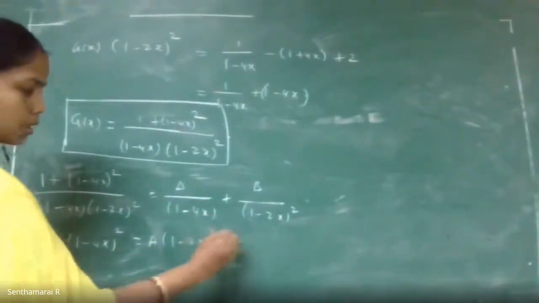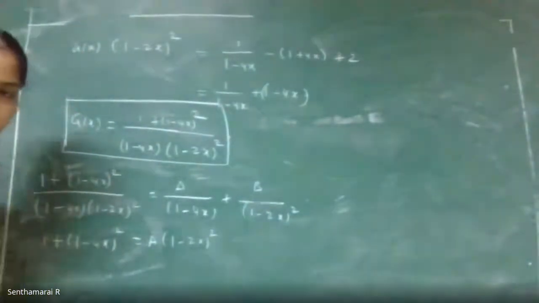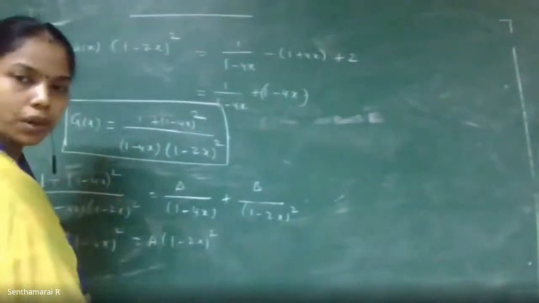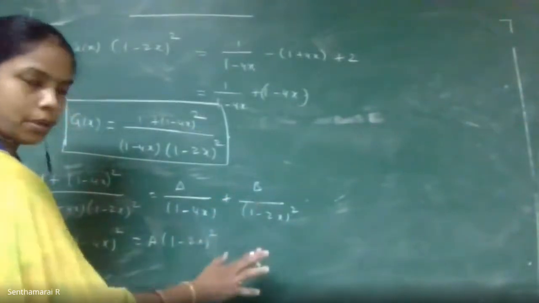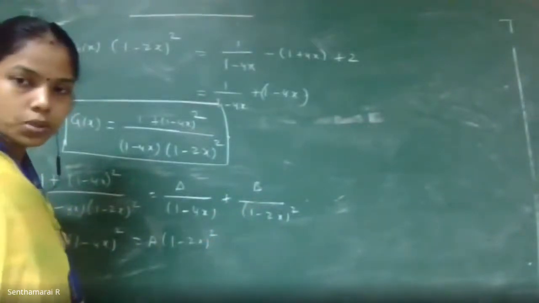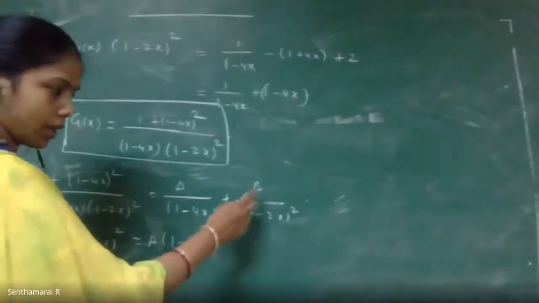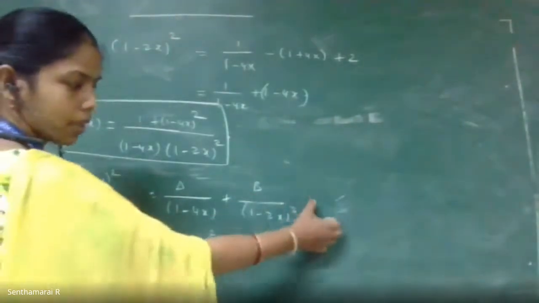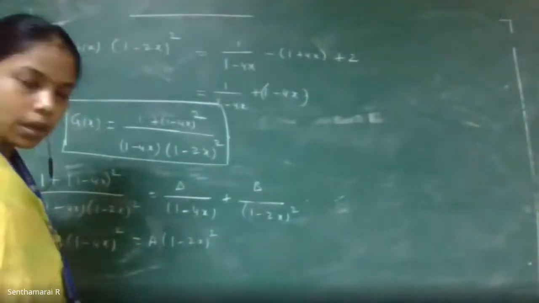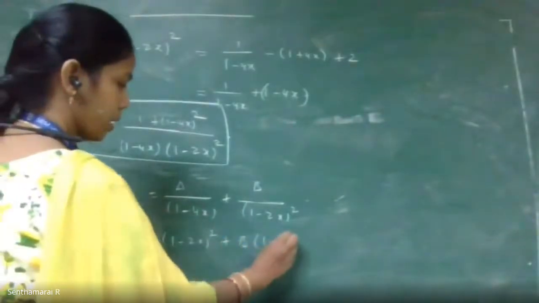So 1 plus 1 minus 4x the whole square equal to A into 1 minus 2x. Here no need to write it 2 times, A by, B by, as roots are repeated. Don't consider like that. Why? Because I have a formula. Directly for this, we know the formula. Usually when we do partial fraction process for this kind, we write A by the first term, B by the whole square term. Likewise, no need to write here. So A into this thing plus B into 1 minus 4x.